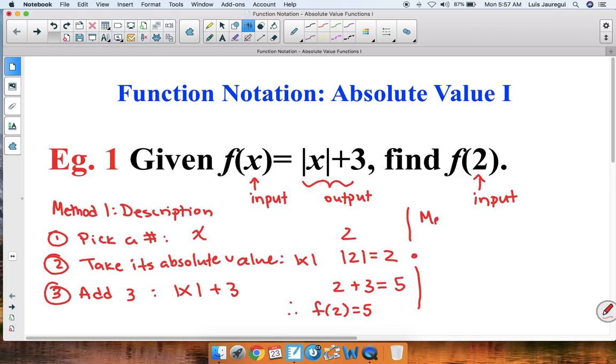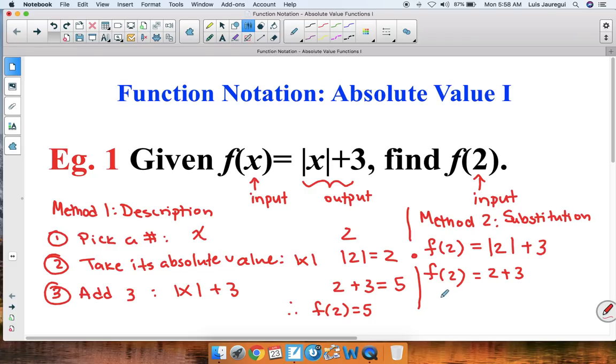Now, we can actually use method 2 as well to ensure that we did this correctly. So method 2, the substitution method. And what we're going to do to figure out what f of 2 is, we're going to substitute in the input of 2 into this expression wherever we see an x. So notice, f of 2 will be the absolute value of x, but x is no longer there. Instead is 2. So we have absolute value of 2 plus 3. So we can say that f of 2 is equal to the absolute value of 2 is 2 plus 3. And if we add those two numbers, we get that f of 2 is equal to 5.